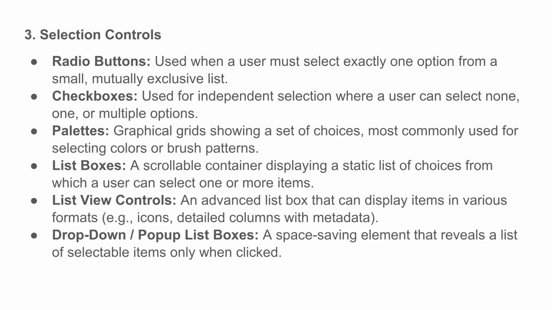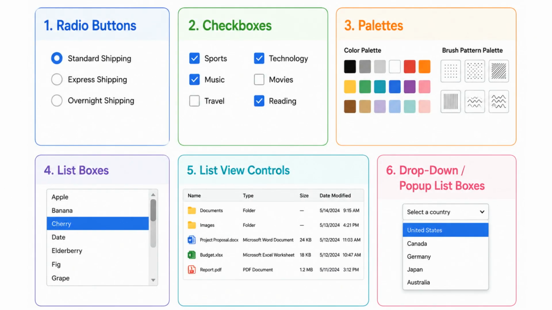Selection controls include radio buttons for single choices, checkboxes for multiple selections, palettes, list boxes, and drop-down menus to save space. This final view provides a summary of these selection controls in action, showing how each is used to help users make choices within an interface.